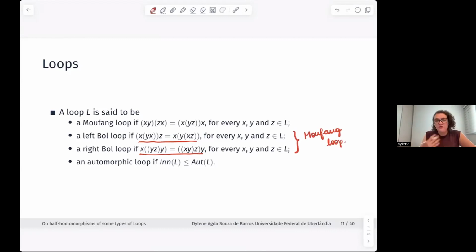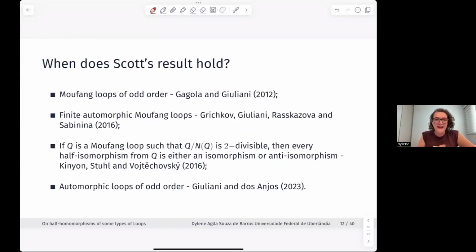And we have an automorphic loop if all inner mappings are automorphisms of the loop. By inner mappings, I mean those arising from the multiplication group of a loop, which is the group generated by all translations, right and left translations. So that fits the identity. Okay, so I display these types of loops on my next slide.